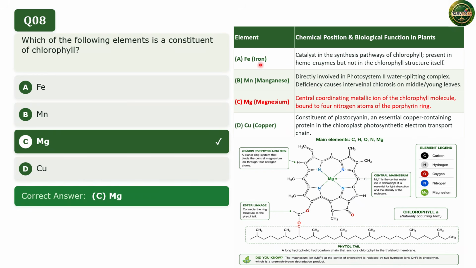Iron acts as a catalyst in the biosynthesis of chlorophyll, and it is also present in the heme enzyme. So it helps in the electron transfer and not as a structural element. And manganese, we saw earlier, helps in the photosystem too. And in case of copper, it is a constituent of plastocyanin. It is an essential copper-containing protein. It is helping in the electron transport chain of the chloroplast photosynthesis.